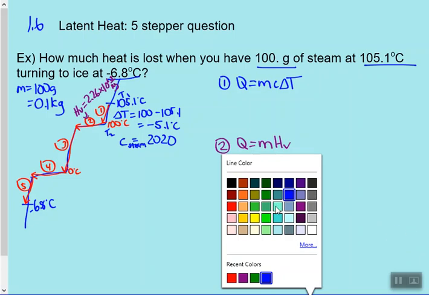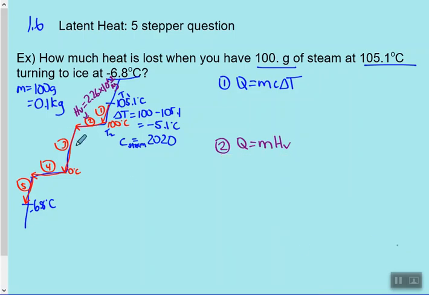Let's do green. Okay, so step number 3, we're back to Q equals mc delta T, because I have a change in temperature going up and down. So I have my mass, I can figure out my change in temperature. So my change in temperature, I'm starting at 100 and I'm going to 0. So T2, I'm going to 0 minus 100. My change in temperature is negative 100 degrees Celsius.